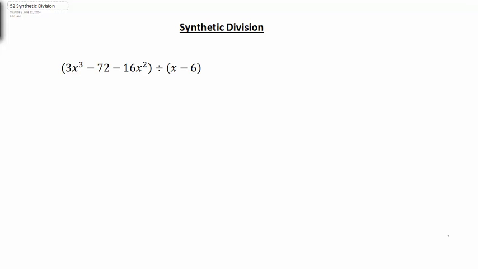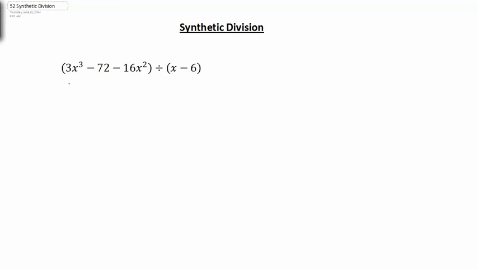Now we're going to look at another type of division, which is called synthetic division. And this works very well when you're dividing by a nice binomial. And this example is the same one we did in the previous video with long division, and I'm working this one to prove to you that synthetic division is going to give you the same answer.